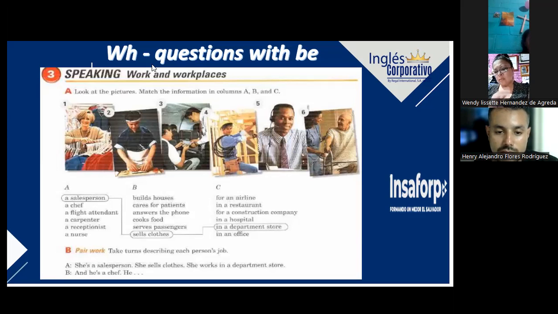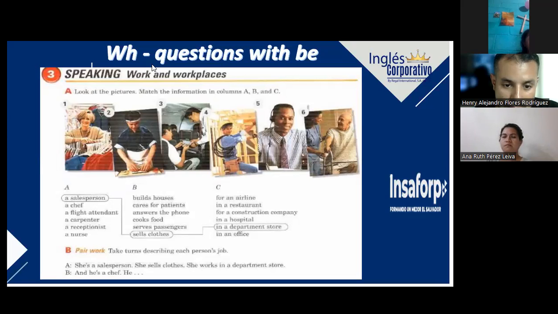A salesperson, what? Sells clothes. Where? In a department store. A chef. What does the chef do? Match. You can look for the word, and then we're going to socialize all of them together. I'm going to give you a brief moment to think about it and connect the job and also the description of this job. So let's continue with that. In the restaurant. Do it right now by yourself, and then I will ask you in general.